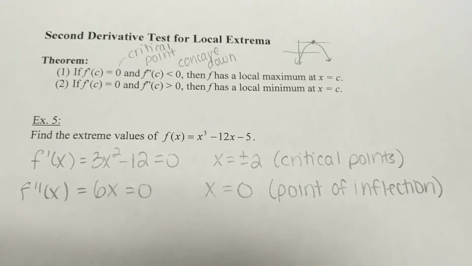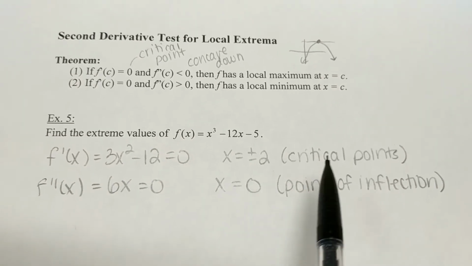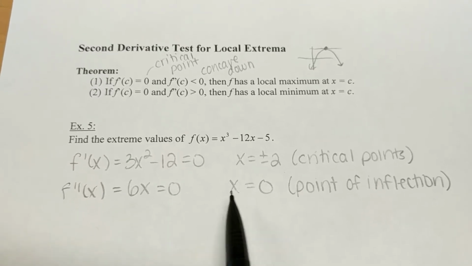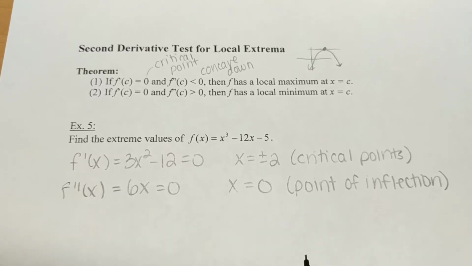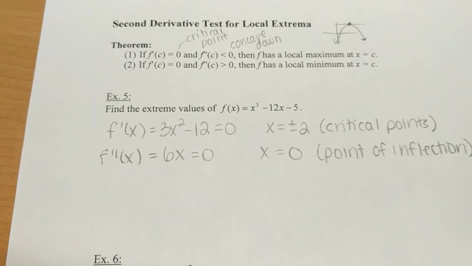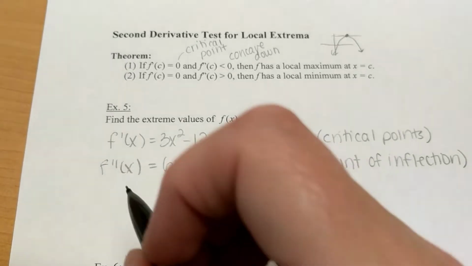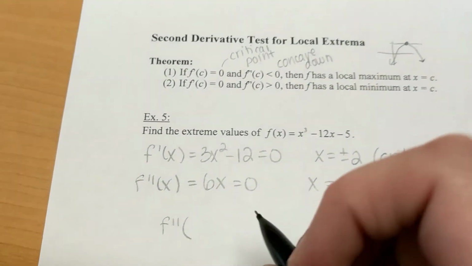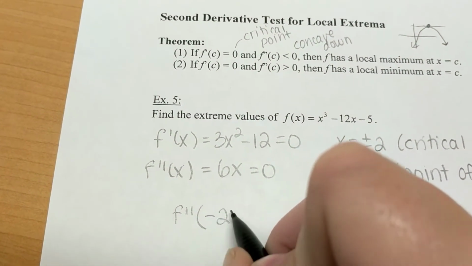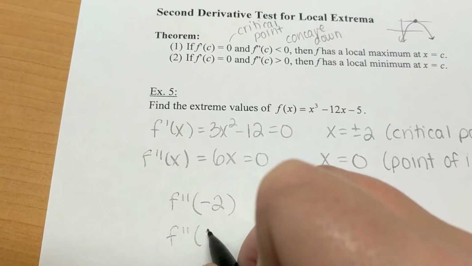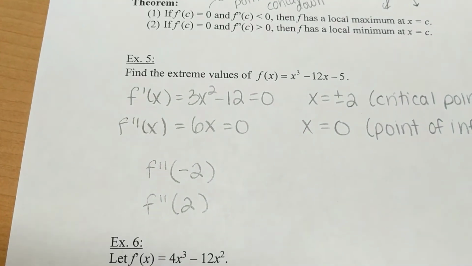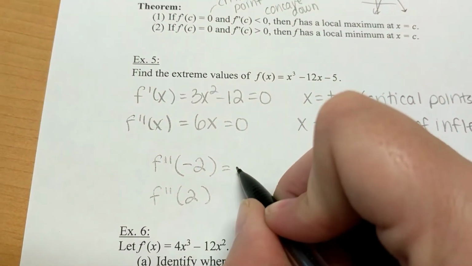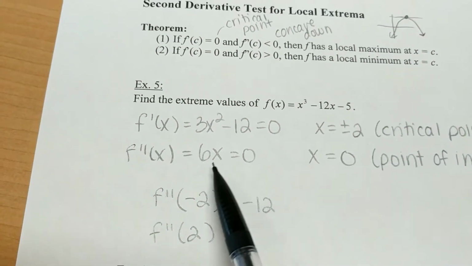All right, here's our information from example 2. The critical points were at plus or minus 2. And if I find the second derivative equal to 0, that's our point of inflection. So now what they want us to do for the second derivative test is figure out at these two critical points, what is the second derivative doing? So I want to know what is the second derivative at negative 2 and what is the second derivative at positive 2. Well, at negative 2, it's negative 12.